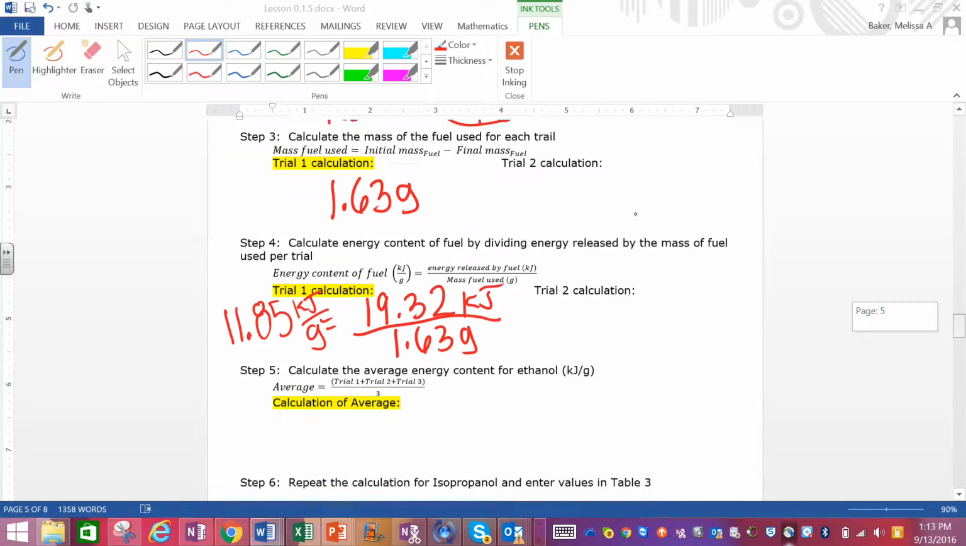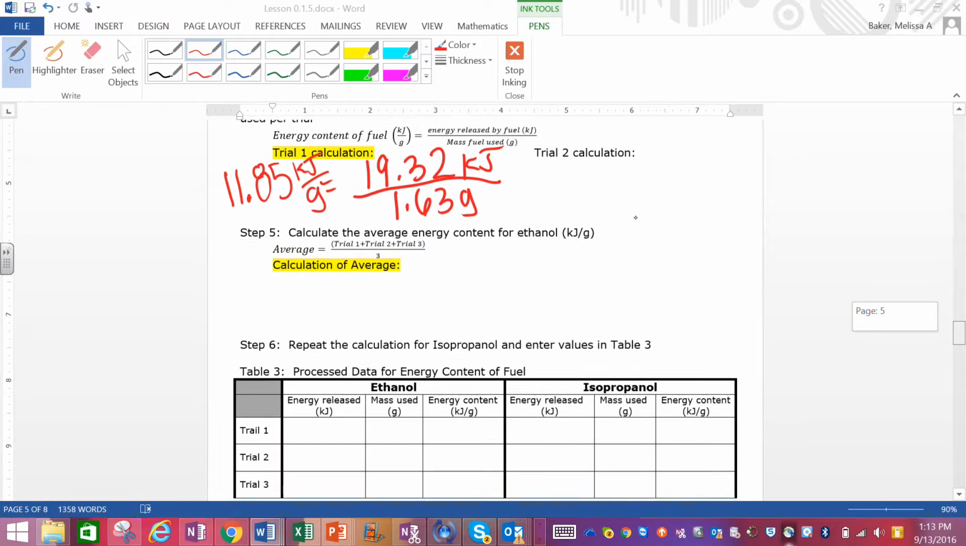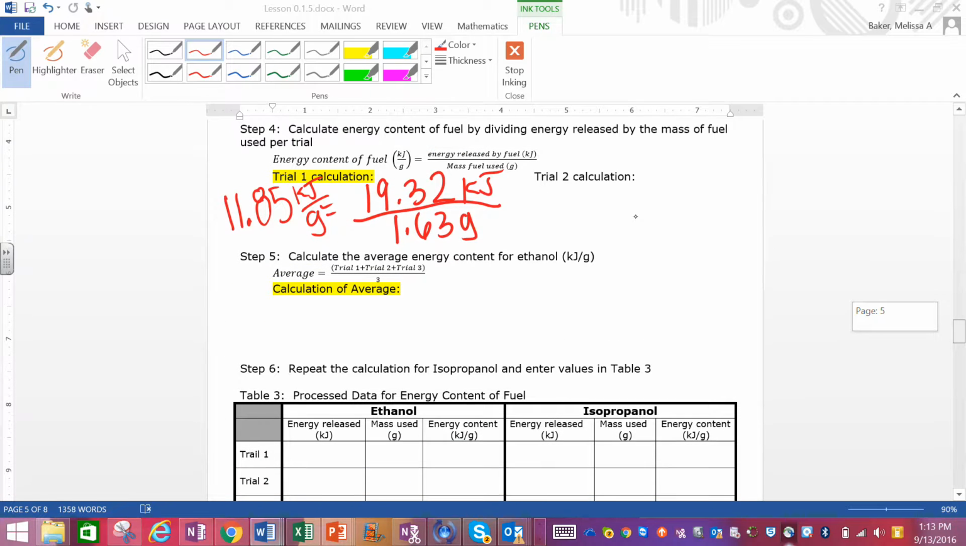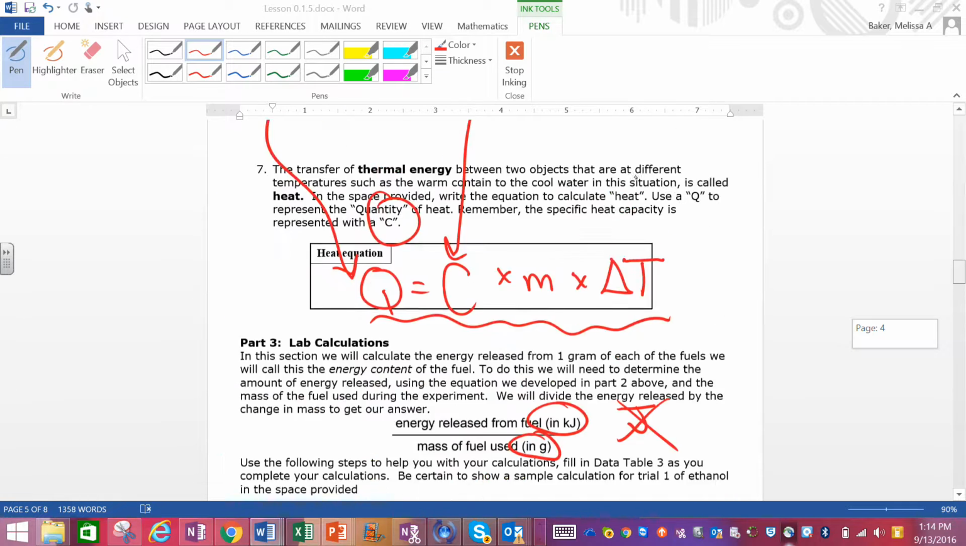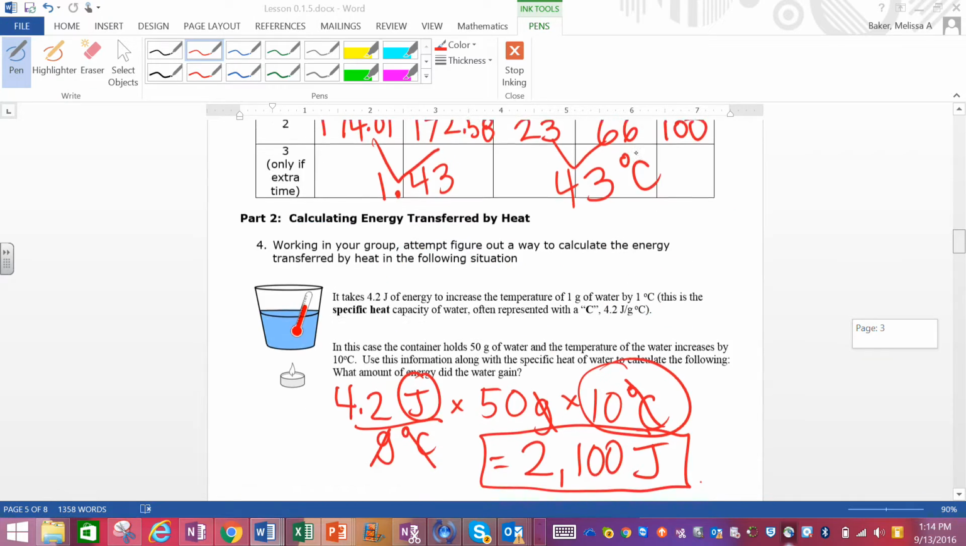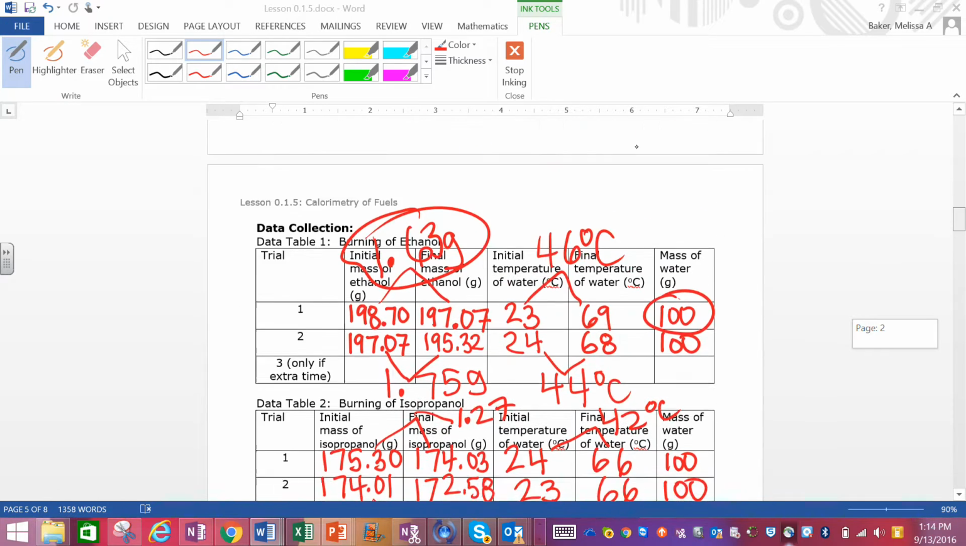So at the bottom of this page, it actually has the data table for me to record all of this. So trial 1 for ethanol, 19.32 kilojoules were released when 1.63 grams of ethanol were used up, so the energy content is 11.85 kilojoules per gram. So now we go back and we do the same thing again, but for trial 2.